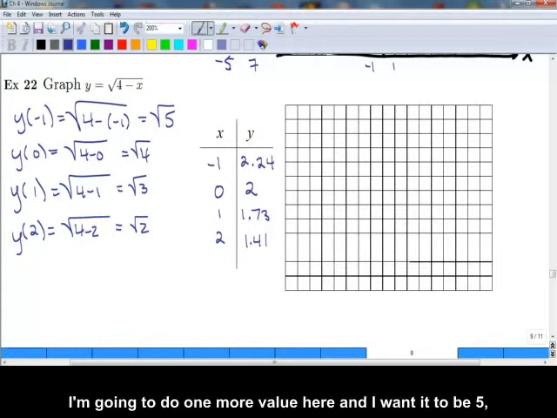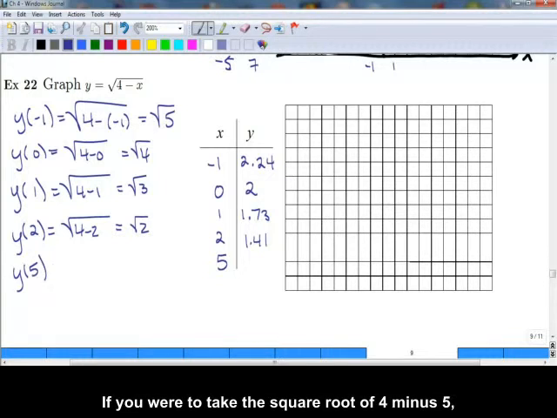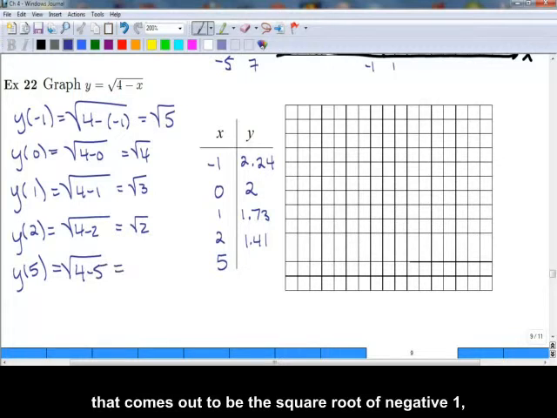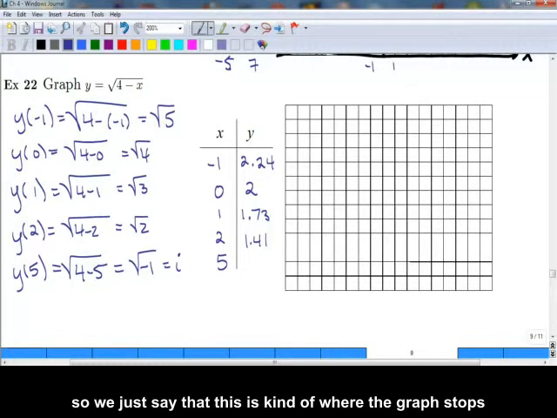I'm going to do one more value here, and I want it to be 5, just to show you something when it comes to square roots. If you were to take the square root of 4 minus 5, that comes out to be the square root of -1, which is the imaginary unit i. We can't plot that on a real number axis, so we just say that this is where the graph stops, and I'll show you what that looks like.